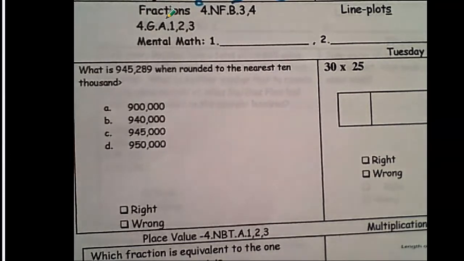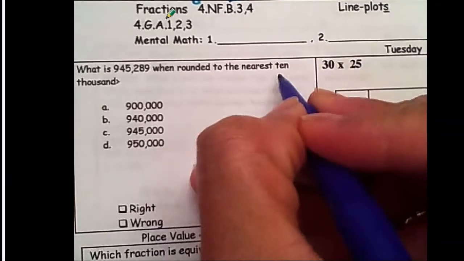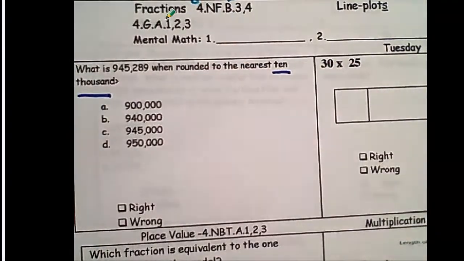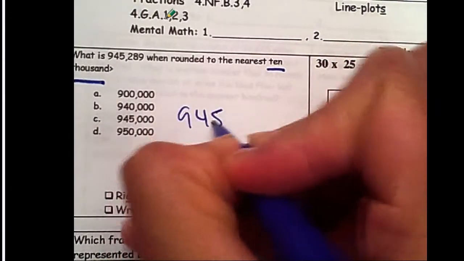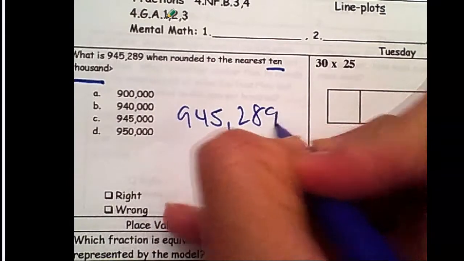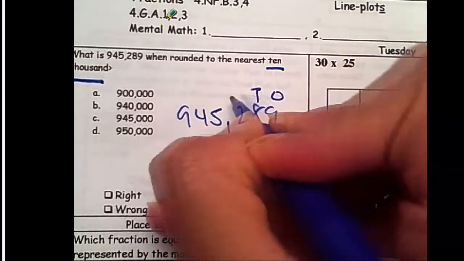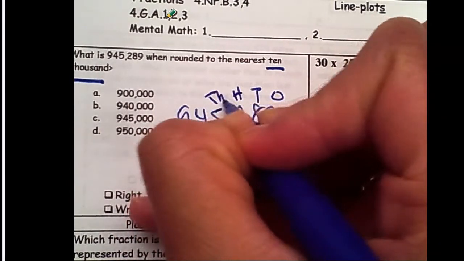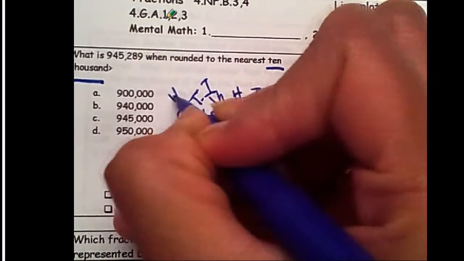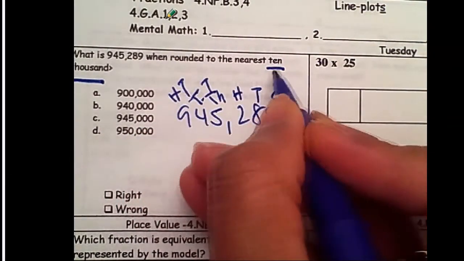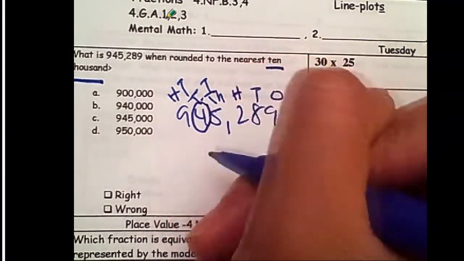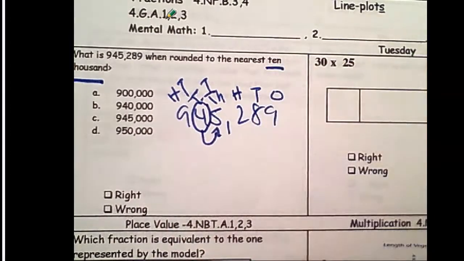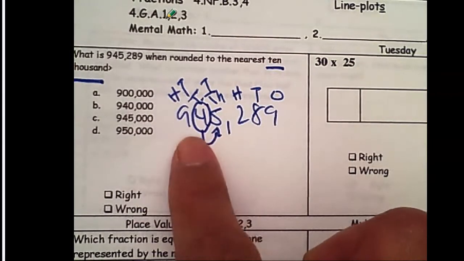What is 945,289 when rounded to the nearest 10,000? So I'm noticing that we're rounding to the nearest 10,000. I am going to write out this number bigger for myself over here, and I am going to label the place values on top. The problem says I'm rounding to the nearest 10,000, so I'm going to circle the digit in the 10,000s place, and I'm going to draw an arrow to the digit in the thousands place. That digit will tell me what to do with that 4.